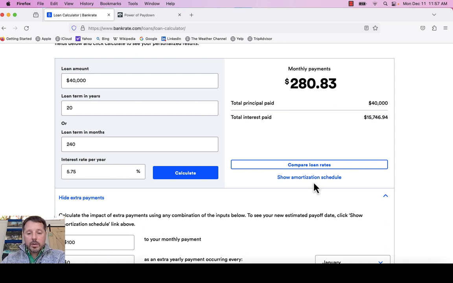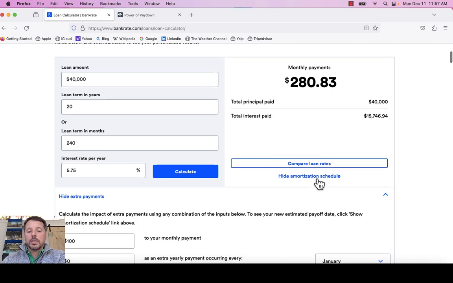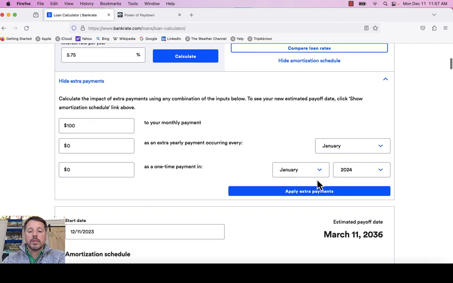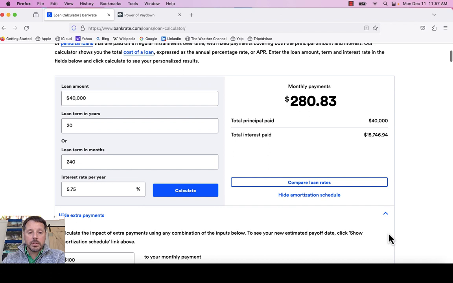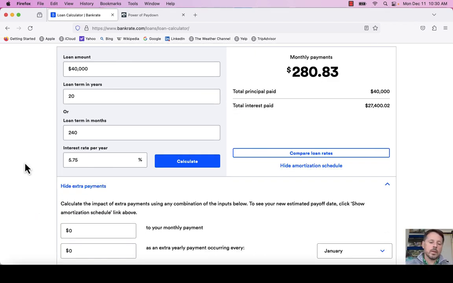One other little tool I like to show with this calculator is the amortization schedule. It shows us a couple things, but in particular when we're going to have this paid off. Instead of 20 years from now being December 2043, we're going to have this paid off in 2036. So you're going to save over 7 years in the life of the loan. That is the power of the principal paydown.